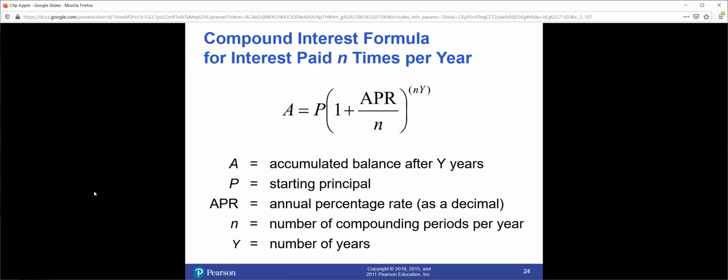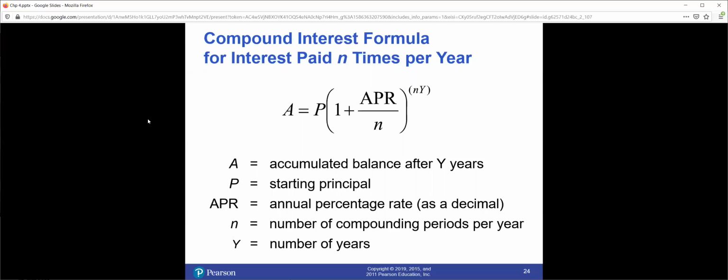Here is an equation of a compound interest formula for interest paid n times per year. You have a very similar looking equation, just we throw an n in it. N being the compounding periods per year. Quarterly compounding is 4 times a year, so n would be 4. Monthly, n would be 12. Daily, n would be 365, what have you.